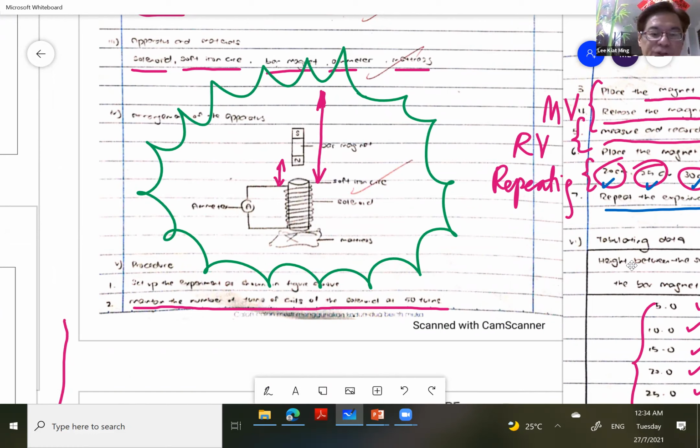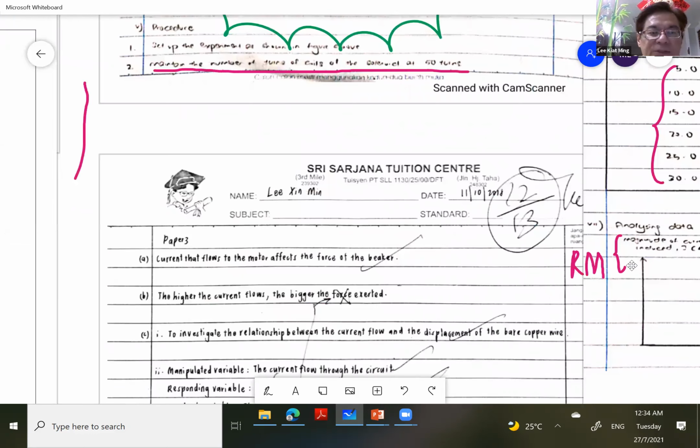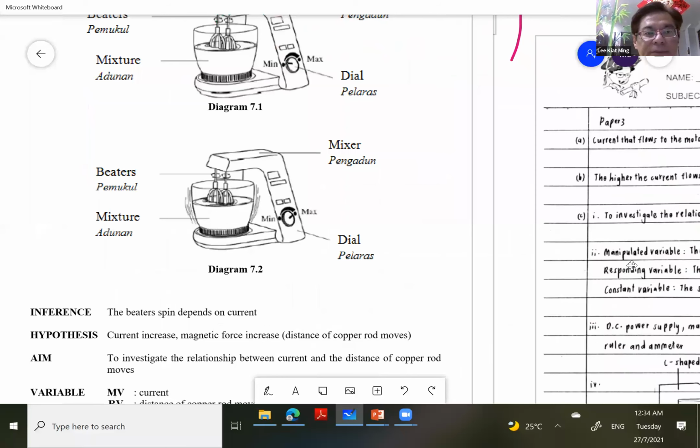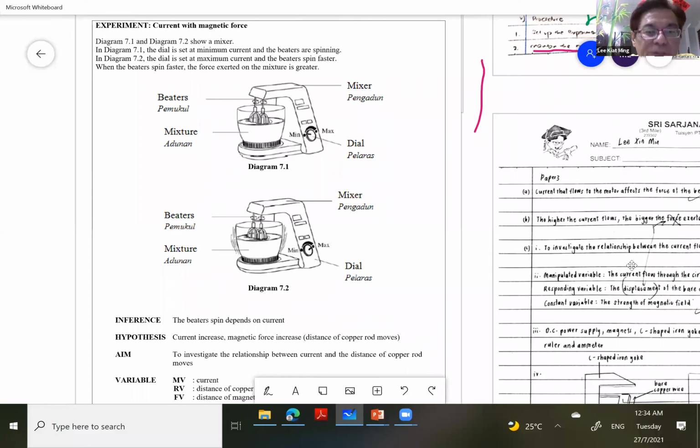We have a question based on a motor. Let's take a good look. This is actually a motor. Diagram 7.1 and 7.2 show a mixer. In 7.1, the dial is set at a minimum current and the beaters are spinning. But in 7.2, it is set at maximum.